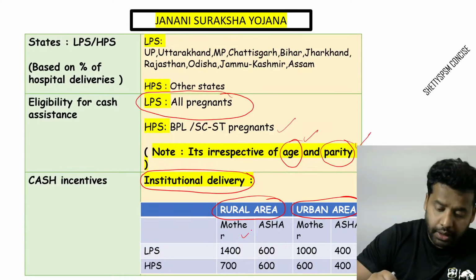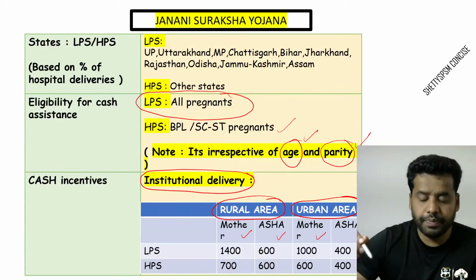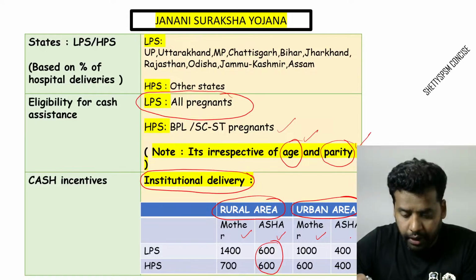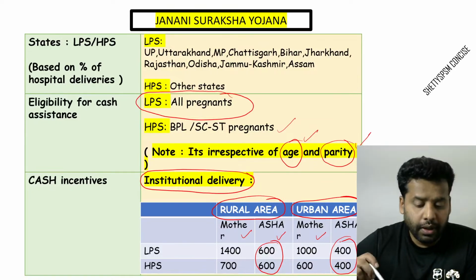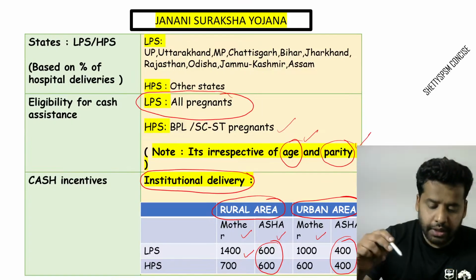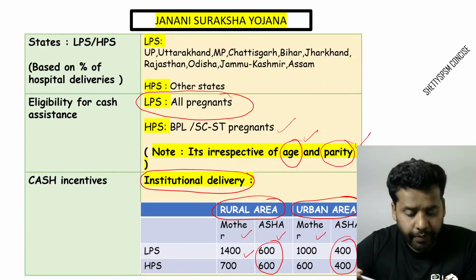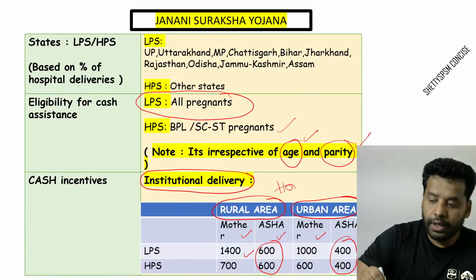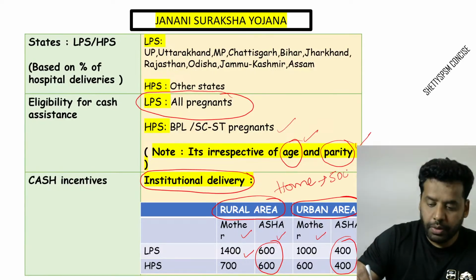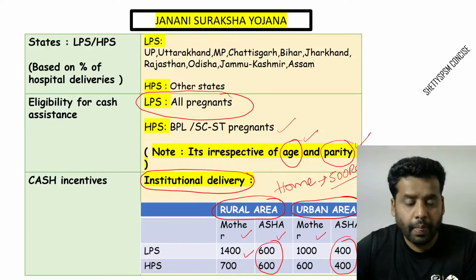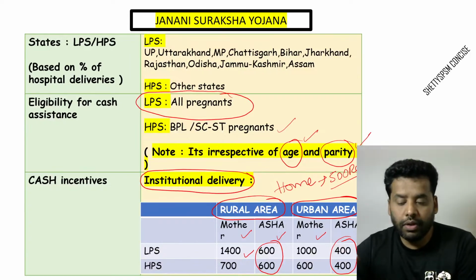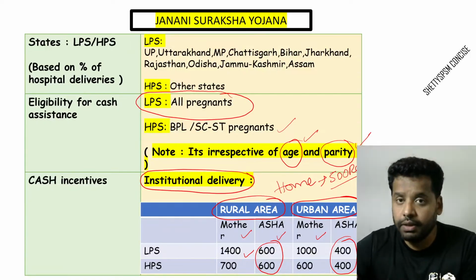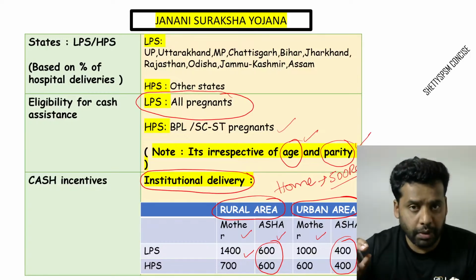See here, mother and ASHA. How much will the ASHA worker get in a rural area? 600 rupees. Urban area, 400 rupees. The mother in a rural area, in low performing states, gets the highest, 1400 rupees. Last time there was a question on Madhya Pradesh, rural area, how much the mother will get. For home delivery, they are giving 500 rupees for below poverty line pregnant women. For home delivery there is nothing for the ASHA worker. Only the pregnant woman will get it, but she has to show a BPL certificate.